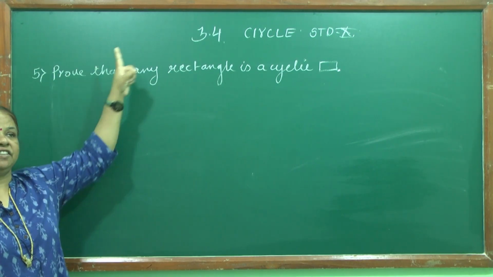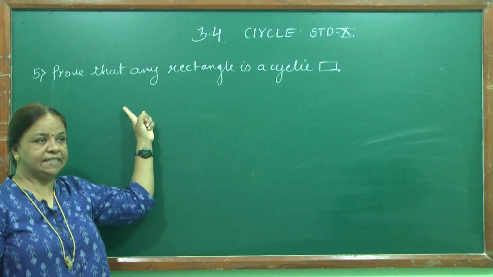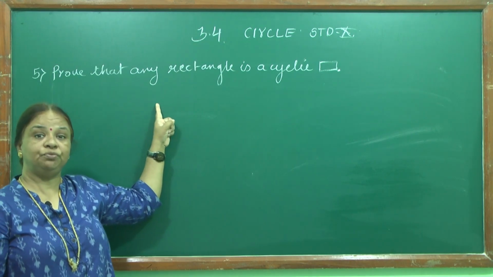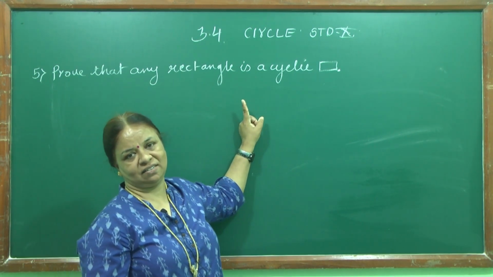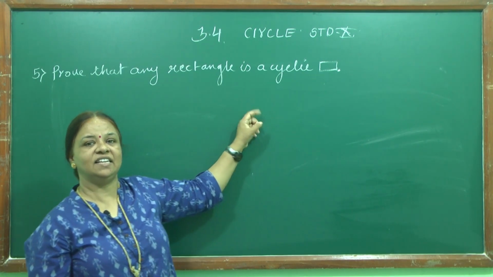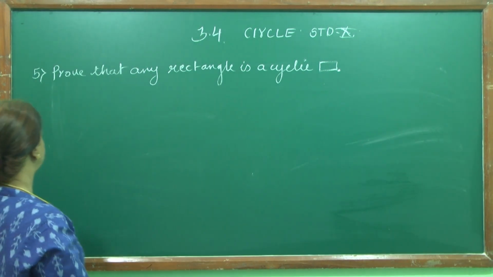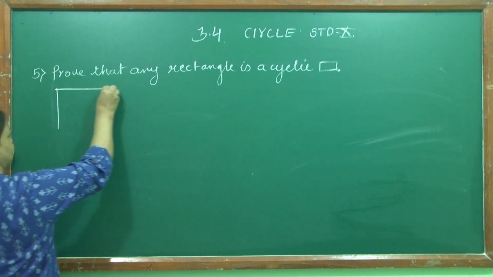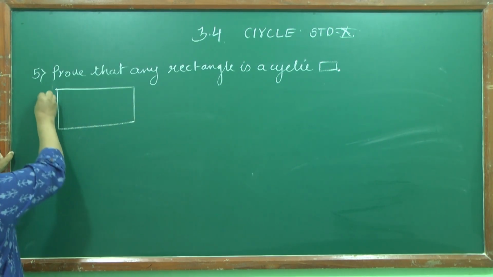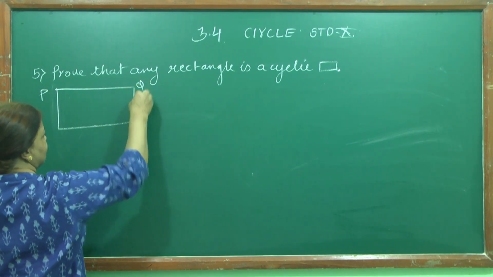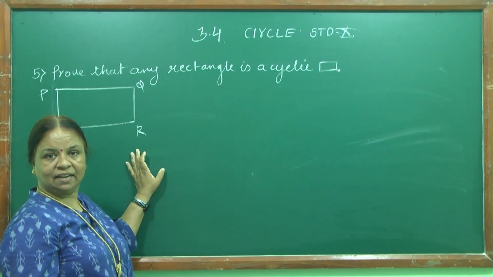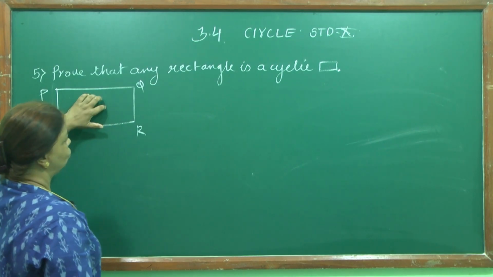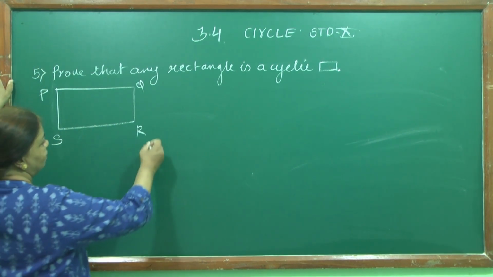Question number 5 of exercise 3.4, what does it say? We have to prove that a rectangle is a cyclic quadrilateral, children. Let us draw the figure. Let us label it as PQRS. PQRS is a rectangle, children. So we want to prove it is a cyclic quadrilateral.